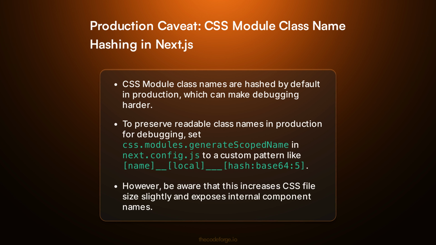To preserve readable class names in production for debugging, set the CSS Modules generateScopedName option in Next.js to a custom pattern like [name]__[local]__[hash:base64:5]. However, be aware that this increases CSS file size slightly and exposes internal component names.